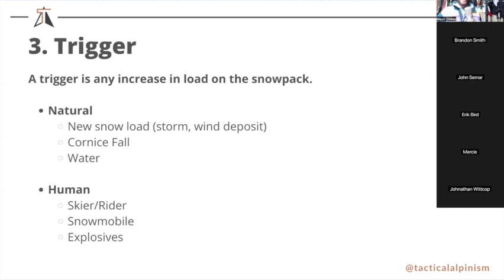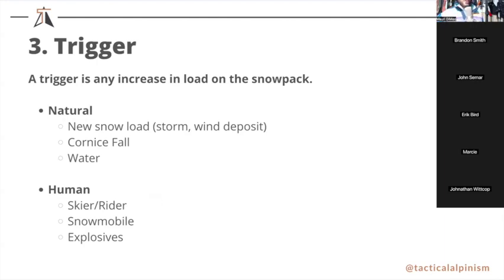The third thing we need is a trigger. A trigger is any increase in load in the snowpack. You can have both natural and human or man-made triggers. Examples are new snow load. So a storm can deposit snow. Even more so would be wind. Wind can move snow 10 to 12 times faster than it just falling due to a storm.